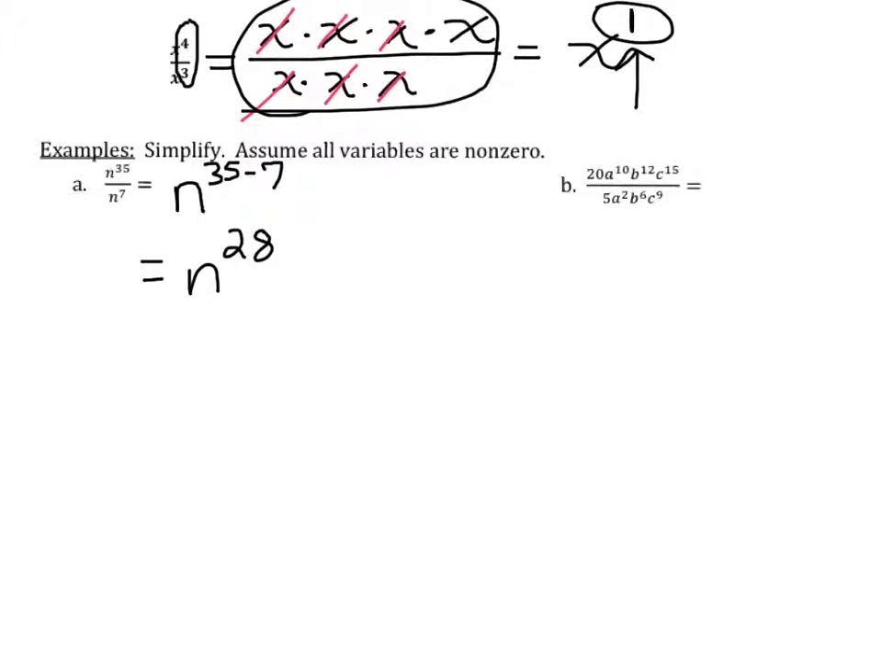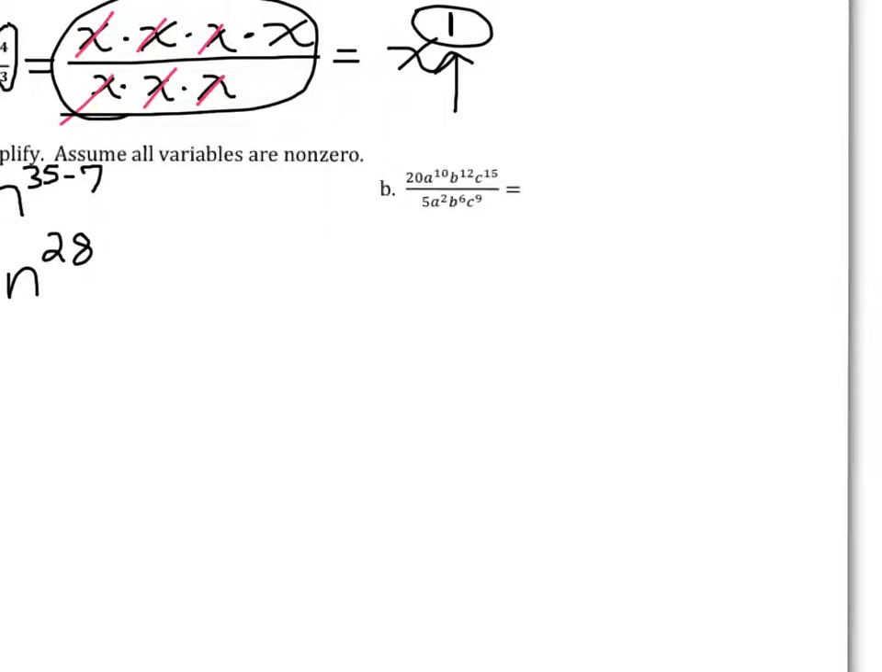Okay. Our next example is this one here, 20a to the 10th, b to the 12th, c to the 15th, all over 5a squared, b to the 6th, c to the 9th. With numbers like the 20 and the 5, those are what we're going to call coefficients, numbers that are multiplied in those variable expressions there. We divide those just like we normally would, right? And so if I want to simplify this, 20 divided by 5 is 4, just as always.